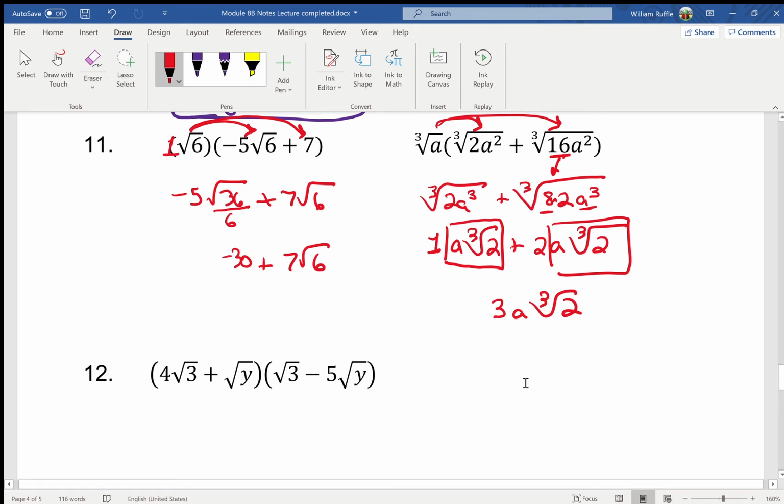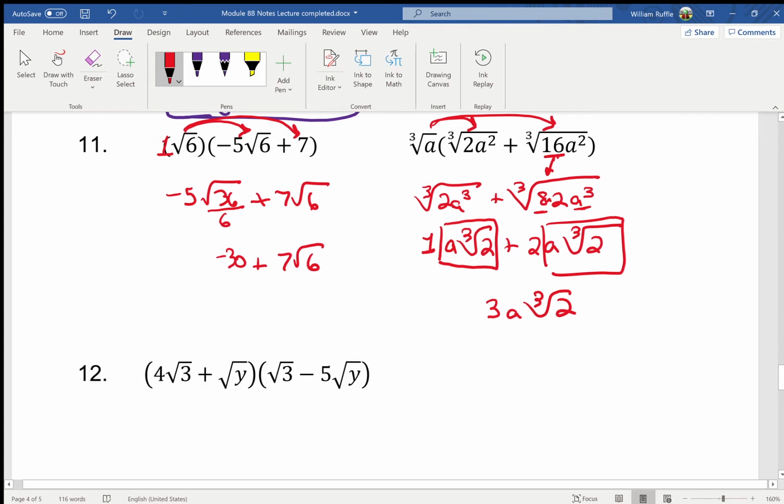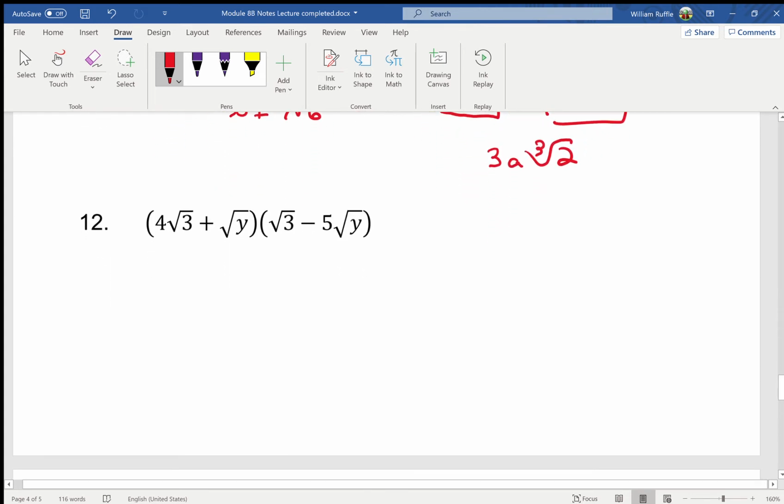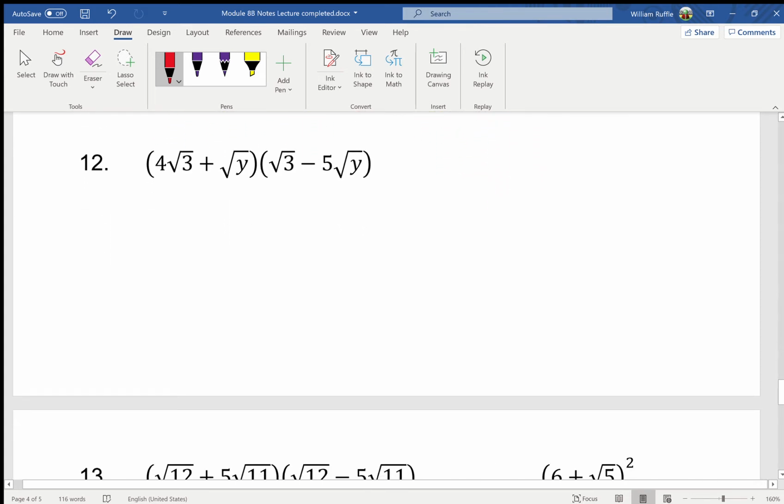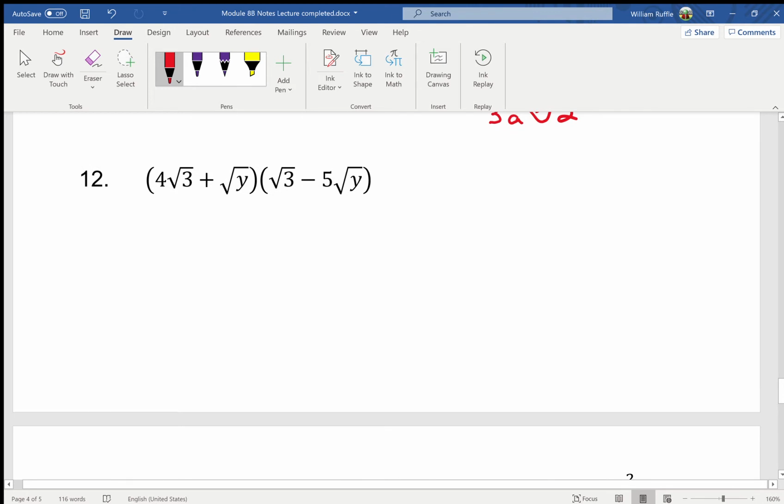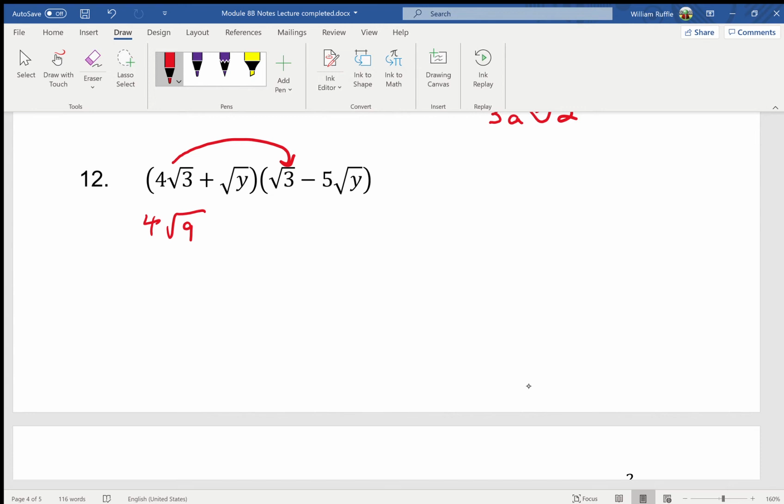All right, the next one here, number 12 here. This is just good old foiling here. 4 root 3 times root 3. That's really 4, because there's nothing outside here. There's just a 1. 4 times 1 is 4. Square root of 3, square root of 3, that's the square root of 9. And as you get better with this, you're going to want to simplify that to a 3 instantly, but I'm going to overemphasize showing all my steps.